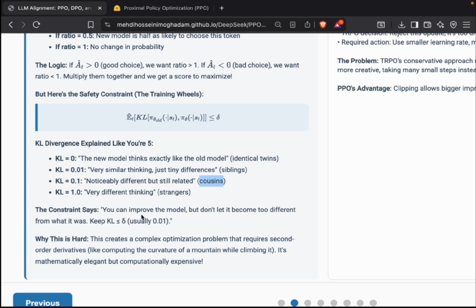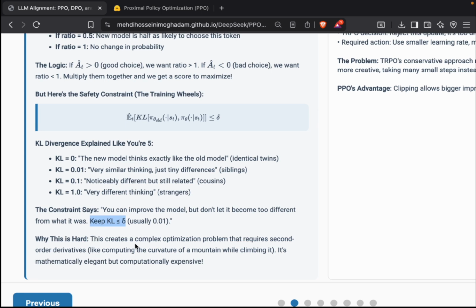So the constraint says you can improve the model, but don't let it become too different from what it was. Keep the distance less than a specific amount. This is a really good concept, but it has its own problems. So what are those problems?